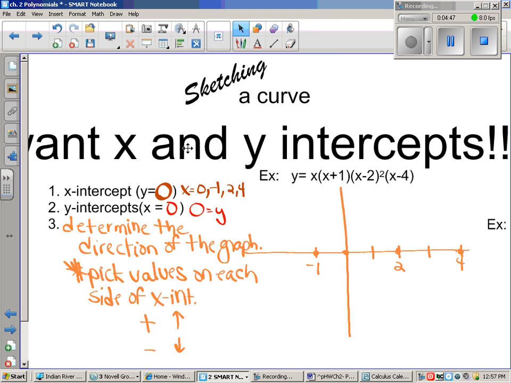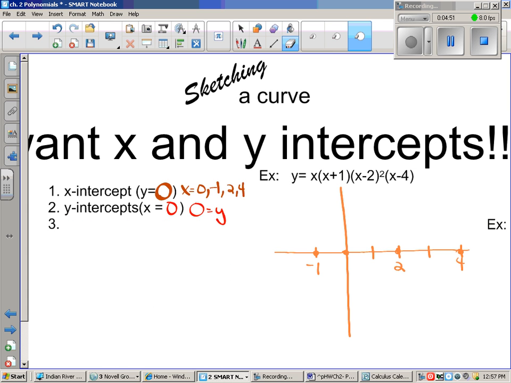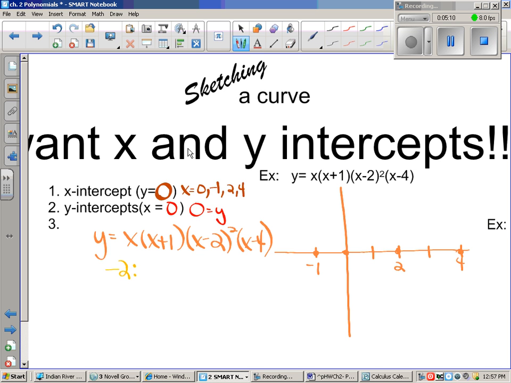So what I'm going to do is just erase this so I have a place to work, and I'm going to show you what I'm talking about. So here I've got my equation: y equals x times (x plus 1) times (x minus 2) squared times (x minus 4). The first value that I'm going to choose is a number that is to the left of -1. So let's pick -2, something simple. Now what I mean by test is, every place you see an x, I want you to put -2, and think to yourself, does that make it positive or negative?